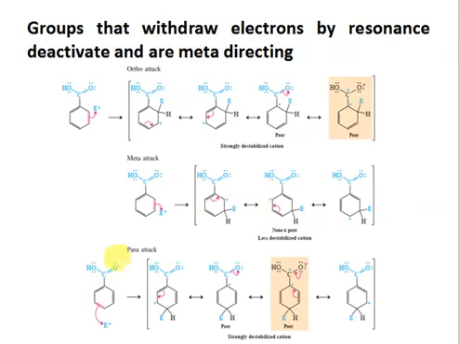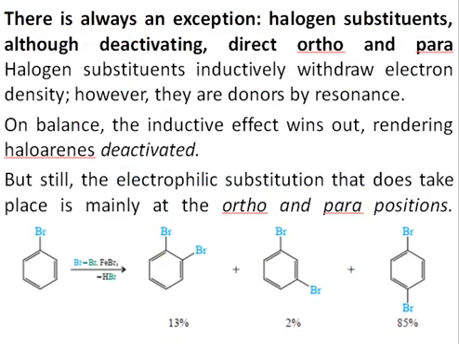Again, if you check the para attack, we have a positive charge next to this carboxylic acid group here, right? If you draw the resonance form, you can see we are getting two positive charges together. Since two positive charges are together, this is a highly destabilized carbocation. Therefore, ortho and para attack are not favored with electron withdrawing groups which withdraw by resonance, right? So these groups are meta directing groups.